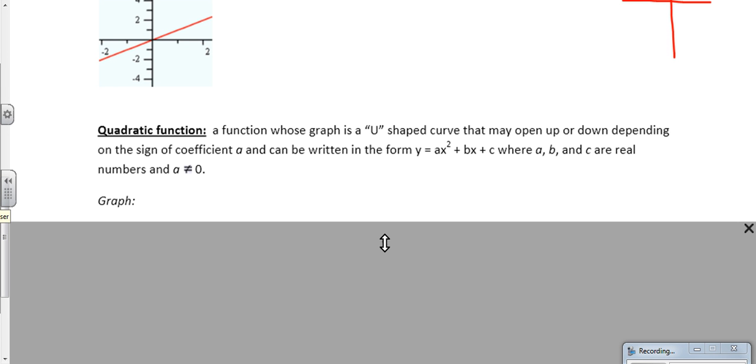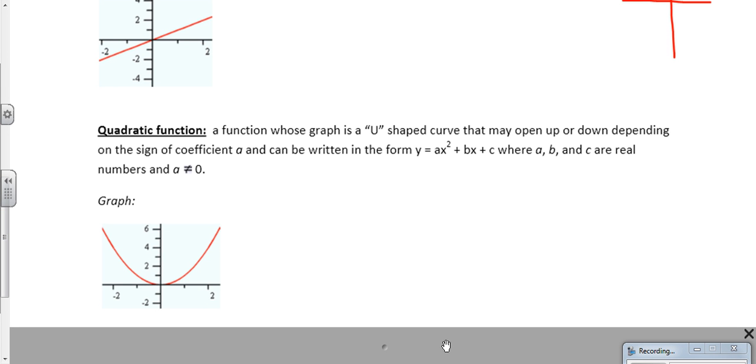So let's move on. Quadratic function. A quadratic function, a function whose graph is U-shaped, curved, okay, so it's important it's a curve, not a V shape, that may open up or down depending on the sign of coefficient A, and can be written of the form, where A and B and C are real numbers and A cannot be 0. That is true. A cannot be 0. If that's 0, then we have basically y equals bx plus c, which is linear, not quadratic.